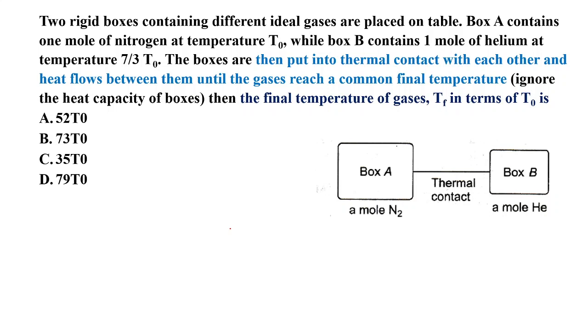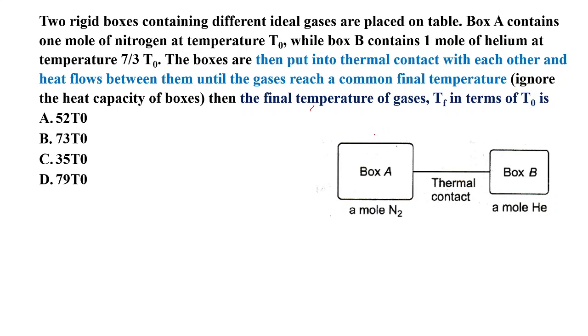The question: two rigid boxes containing different ideal gases are placed on a table. Box A contains 1 mole of nitrogen at temperature T0, while box B contains 1 mole of helium at temperature 7/3 T0. The boxes are then put into thermal contact with each other and heat flows between them until the gases reach a common final temperature. Find the final temperature of the gases, TF, in terms of T0.